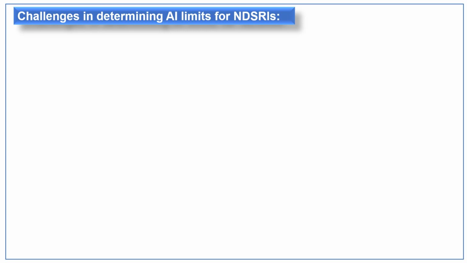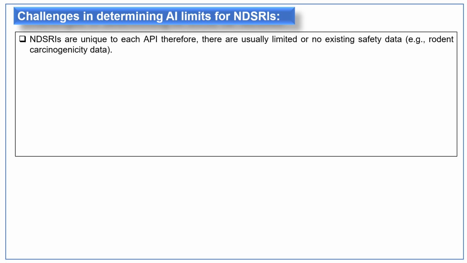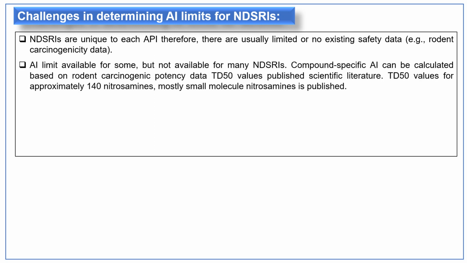Talked about the challenges in determining the acceptable intake limit for the NDSRIs, right? NDSRIs are unique for each API and therefore there is usually limited or no existing safety data, that is rodent carcinogenicity data. An AI limit is available for some but not available for many of the NDSRIs. The compound specific AI limit can be calculated based on rodent carcinogenic data, that is TD50 values, that is published in some literature. TD50 values are available for approximately 140 nitrosamines, but they are mostly small molecules, and for other nitrosamines that is not available.